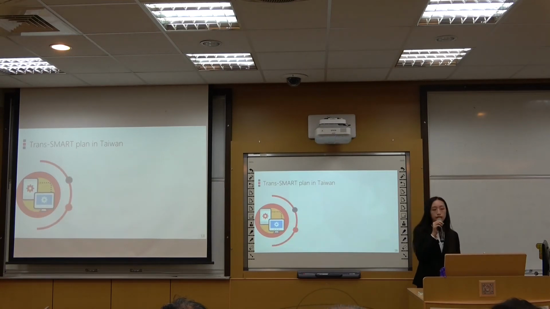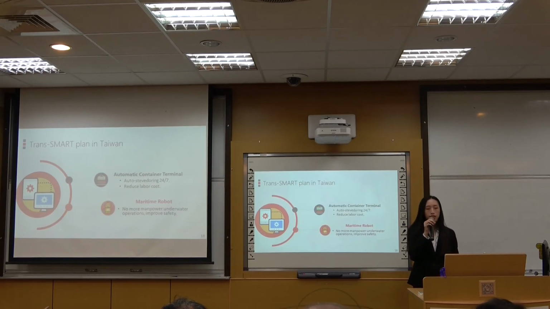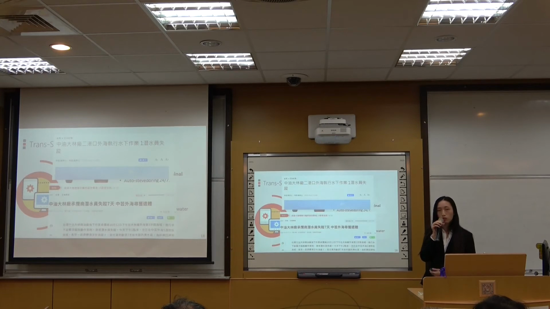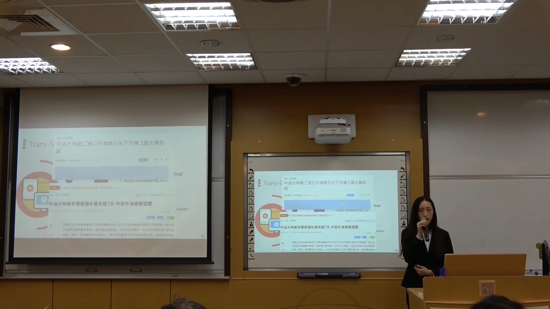And next one is automatic container terminal. ACT not only stevedores 24/7, but also reduces labor costs. And the last one is maritime robot. Underwater operation causes a high-risk working environment. 3 months ago, an underwater operator checked facilities for inspection in Kaohsiung Port. He went missing in the ocean because the air pipeline dropped from the equipment. And 7 days later, his remains were found 5 nautical miles away. This alerts people how important maritime robots are. And robots could replace people to do this kind of high-risk job.